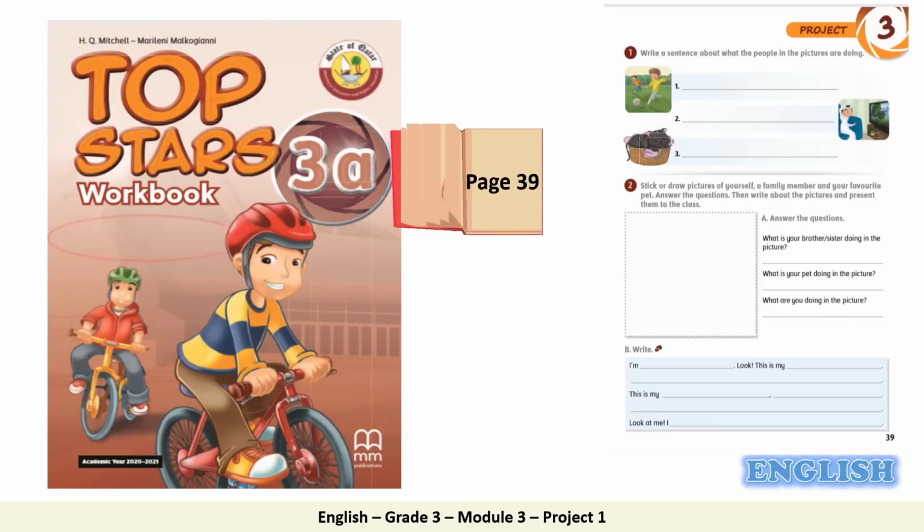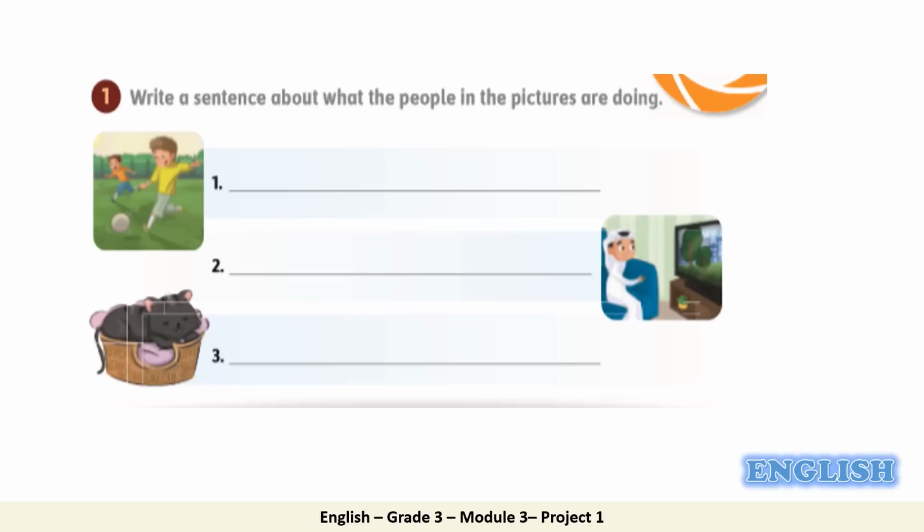Now open your workbook page 39 and let's work on activity 1 together. Activity 1. Write a sentence about what the people in the pictures are doing. Pause the video and try to work on it by yourself. And always remember the rule of how to form a present progressive tense. Excellent. Now check your answers.